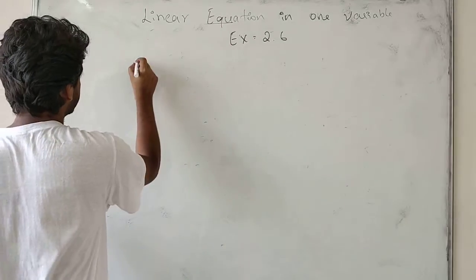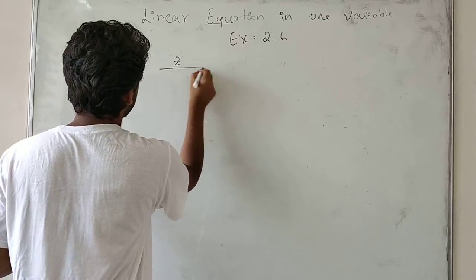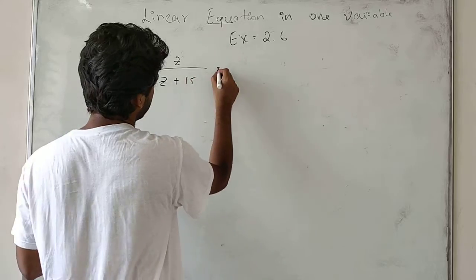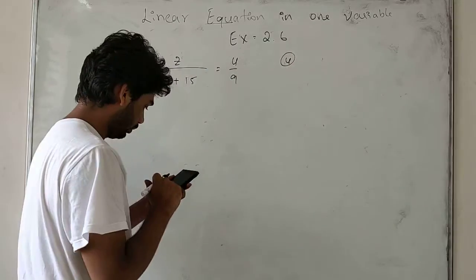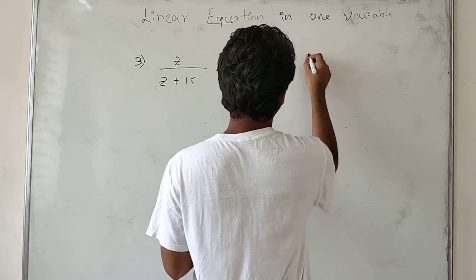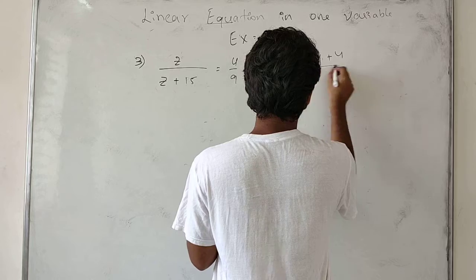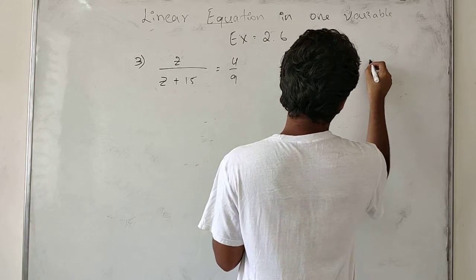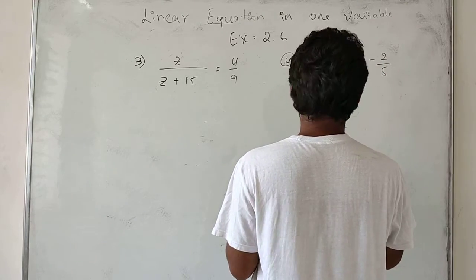So, third one: z plus 15 is equal to 4 by 9. Fourth one: 3y plus 4 upon 2 minus 6y is equal to minus 2 by 5.